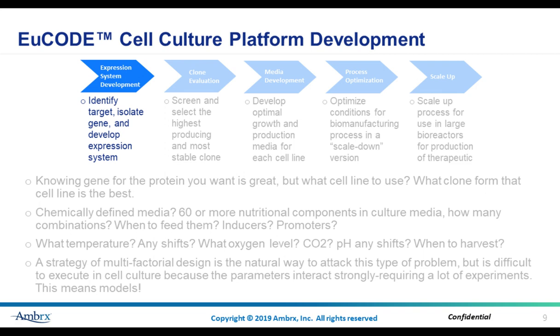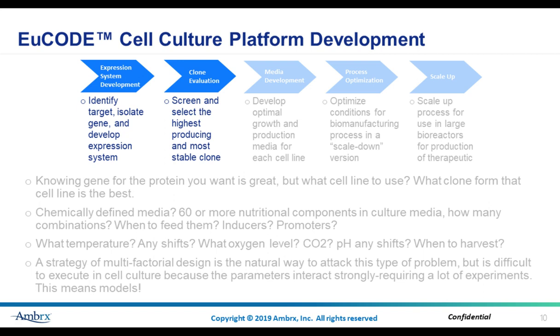The first step is to develop an expression system. Of course, you need to identify the target and isolate the gene before developing an expression system. Therapeutic antibodies are mainly produced in mammalian host cell lines. The selection of the expression system is determined by its ability to deliver high productivity with acceptable product quality attributes and the preference of individual companies.